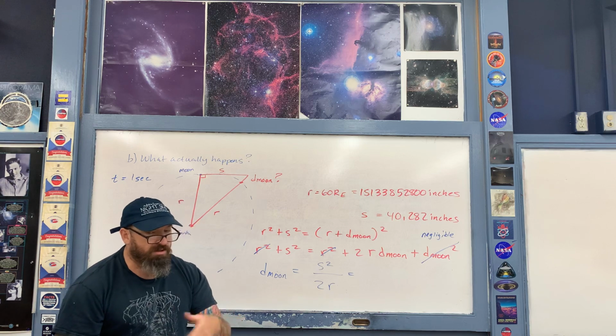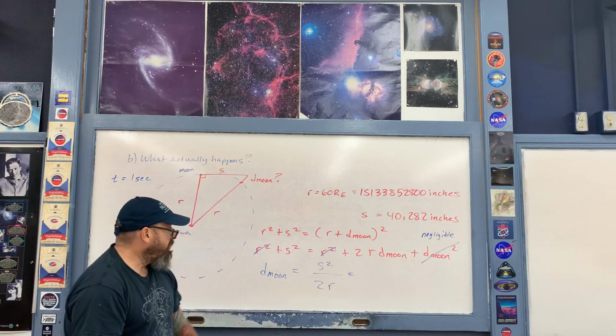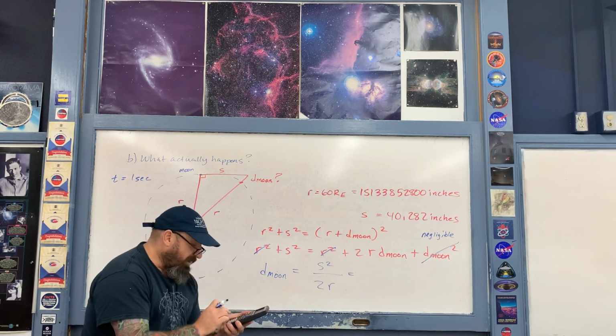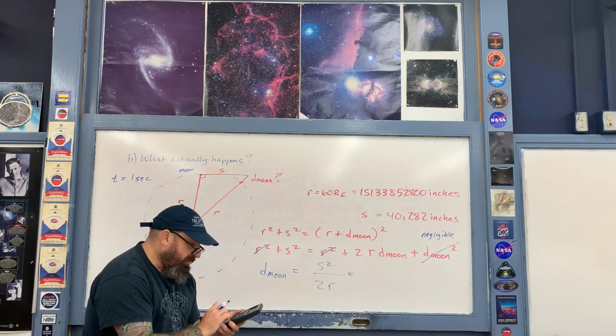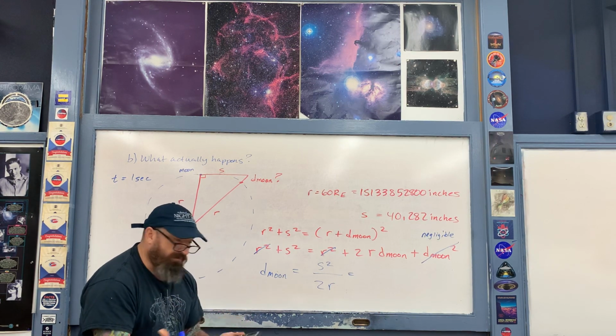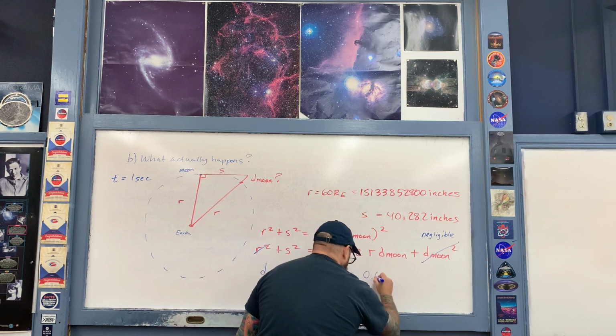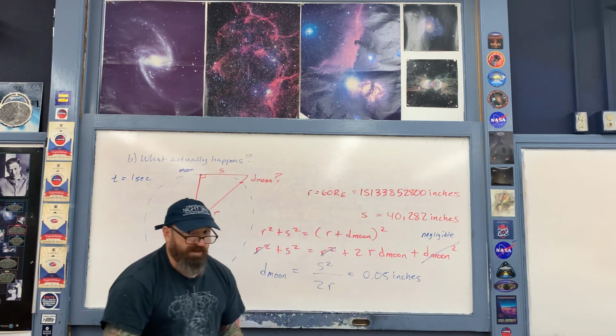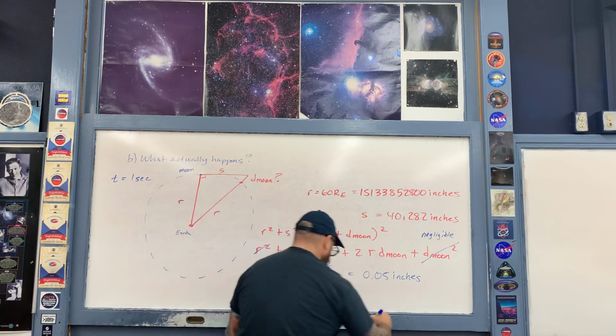All that I'm doing here is using the moon's orbital data, numbers that we have known since the time of Ptolemy. So I still have s in my calculator. Let me square that, and then divide it by 2r. So 2 times 151,338,52800. And after all of that, we end up with the following: 0.05 inches. 0.05 inches is 1/20th of an inch.